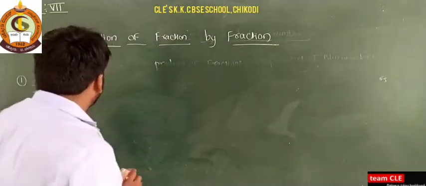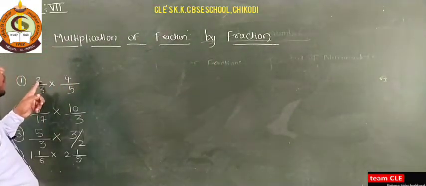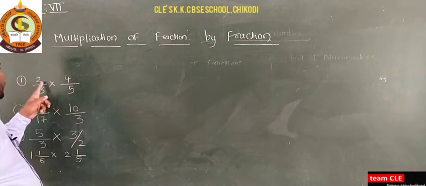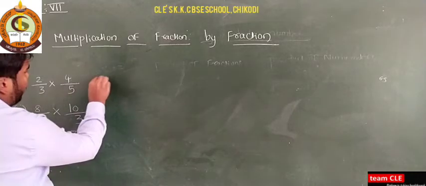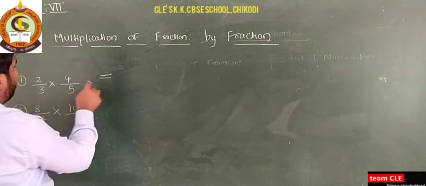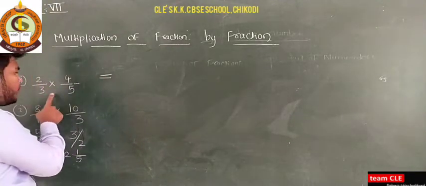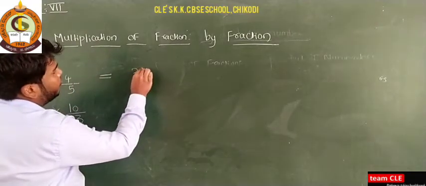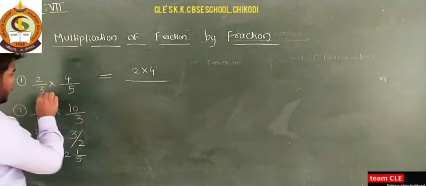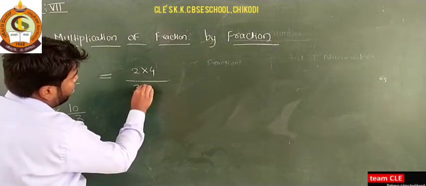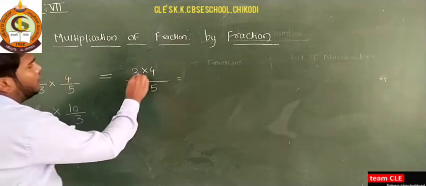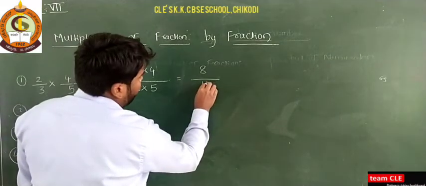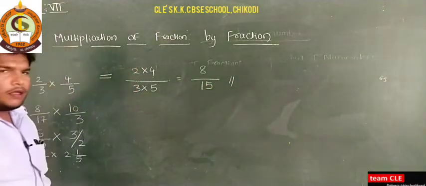Now see the first question on multiplication of fraction by fraction: 2 by 3 into 4 by 5. Multiply numerator with numerator and denominator with denominator, and write the answer. So I write 2 into 4 divided by 3 into 5. Now 2 fours are 8 and 3 fives are 15. So the answer is 8 by 15.